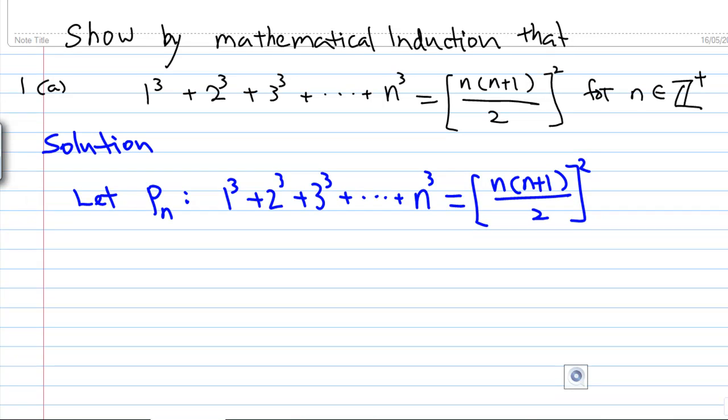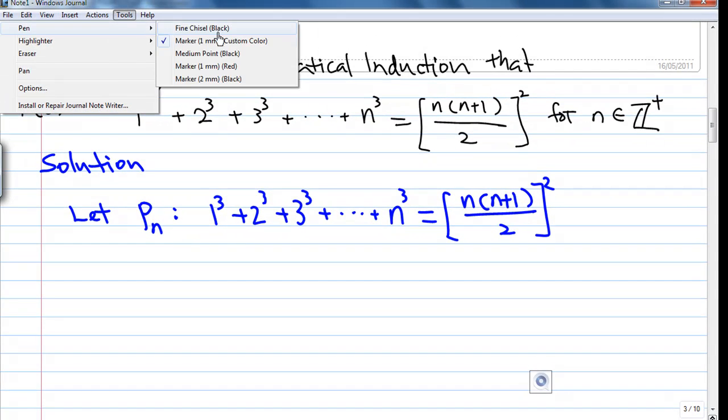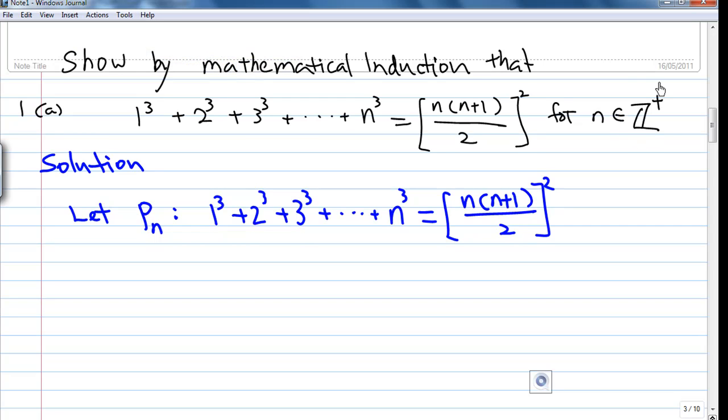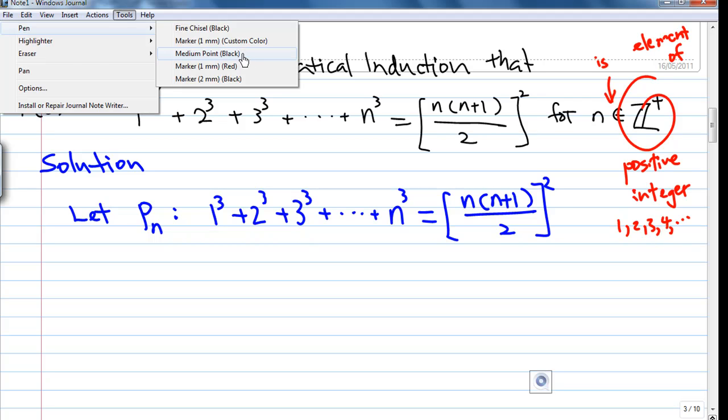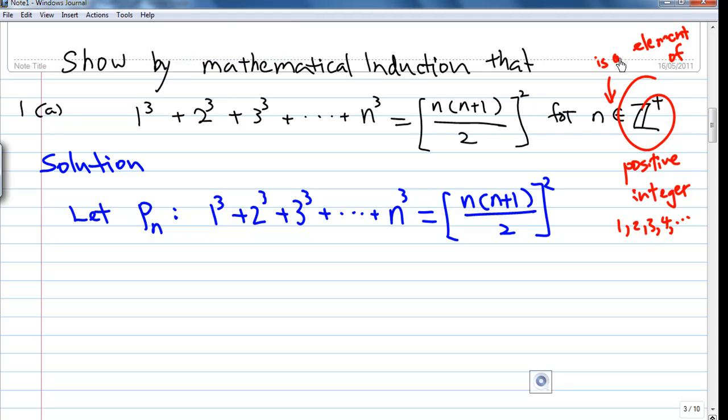mathematical induction to show that 1 cubed plus 2 cubed plus 3 cubed all the way to n cubed equals n times n plus 1 divided by 2, then squared, for all n belonging to Z plus. Now Z plus is a symbol to indicate positive integers. It means you start from 1, 2, 3, 4, 5, and so on. The symbol there means this is an element of; it actually means belongs to.